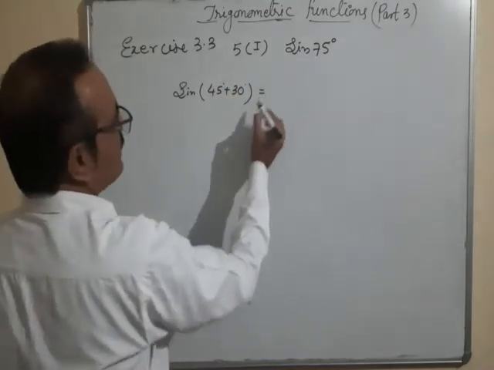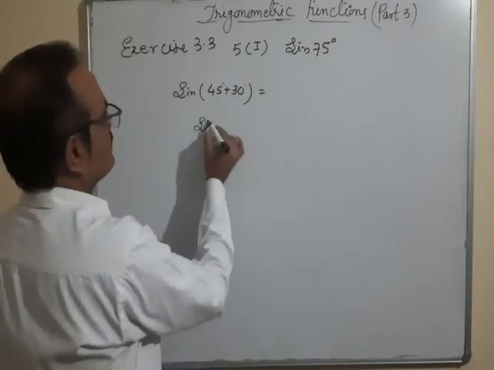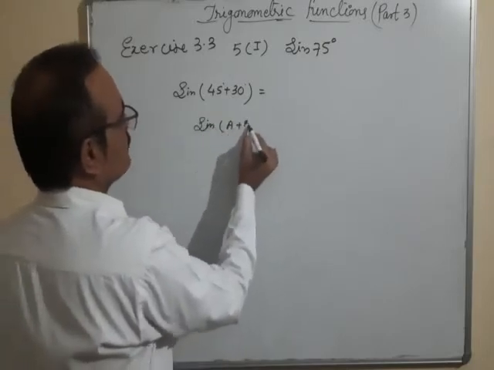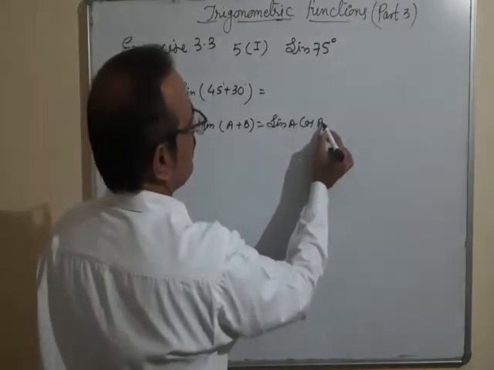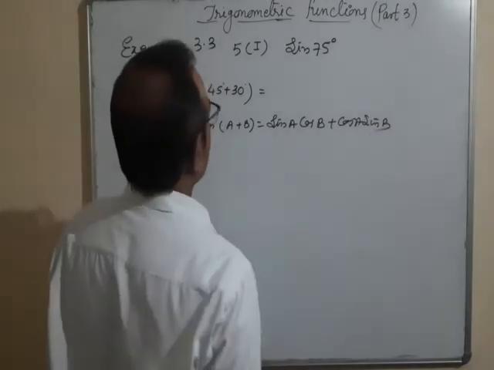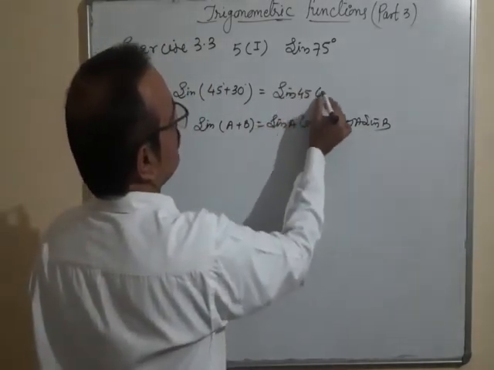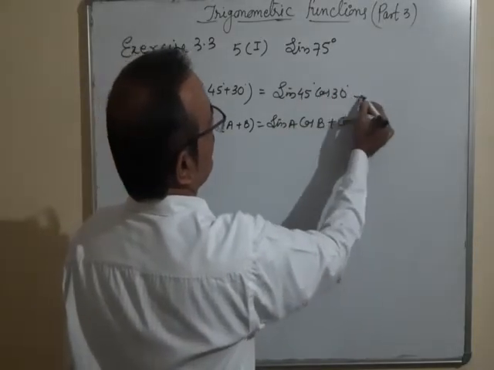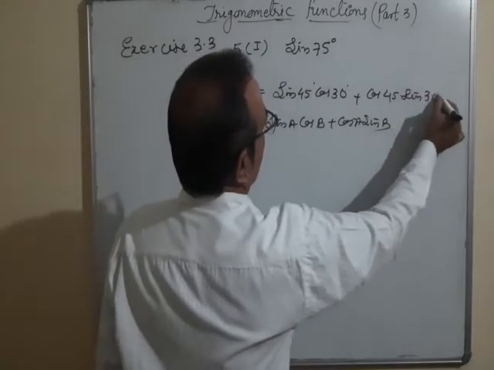We are using the formula sin(A plus B). What is it? Sin(x plus y) equals sin A cos B plus cos A sin B. So I put in the value: sin 45 into cos 30 plus cos 45 into sin 30.